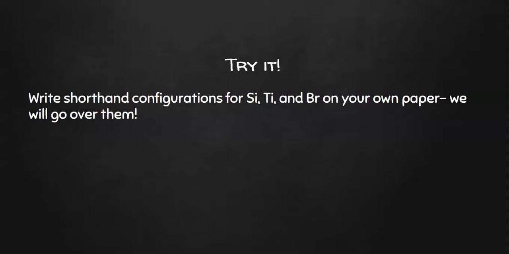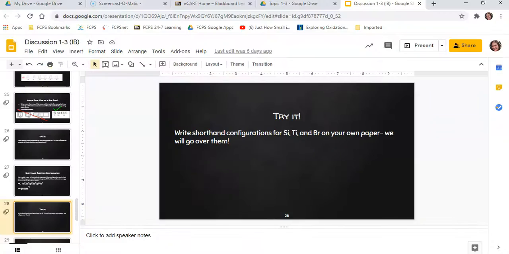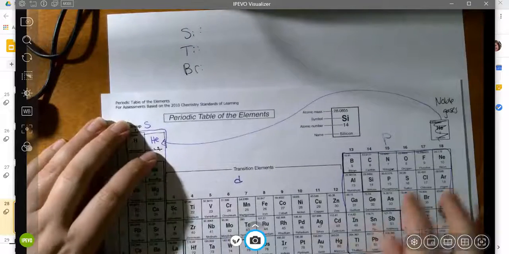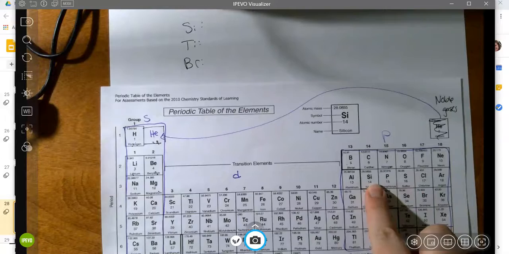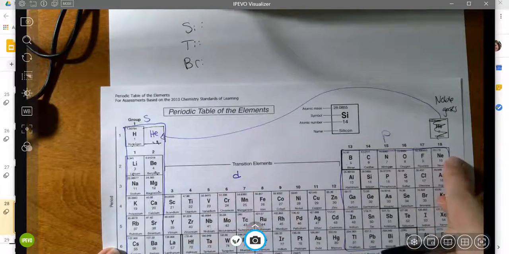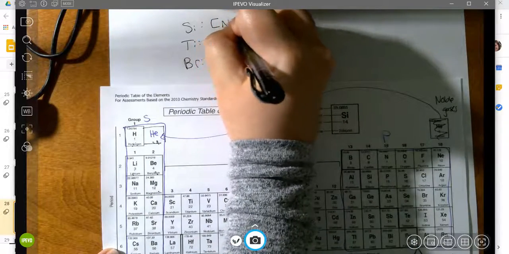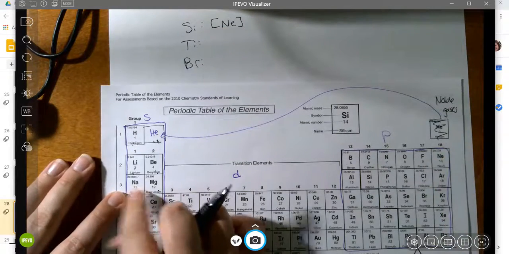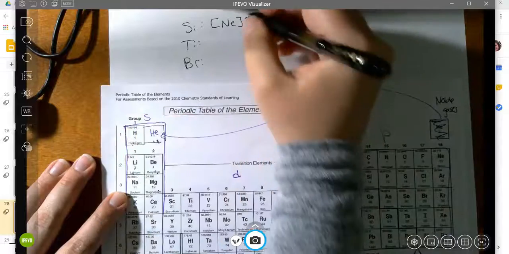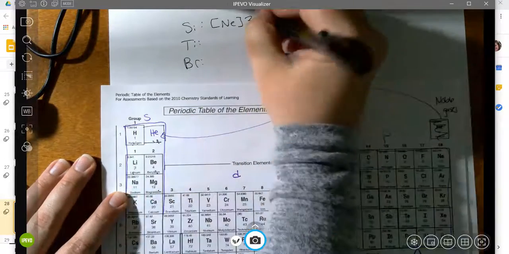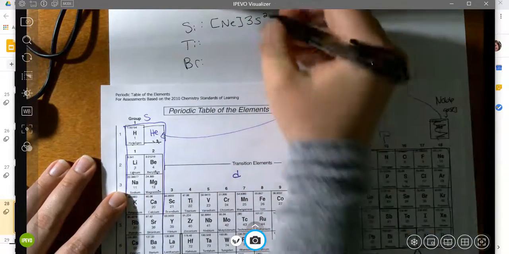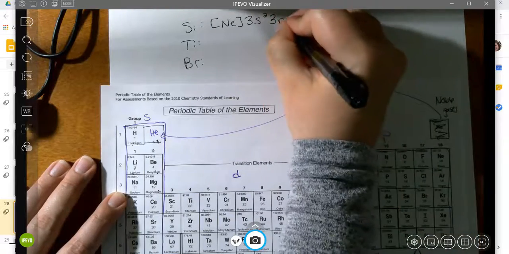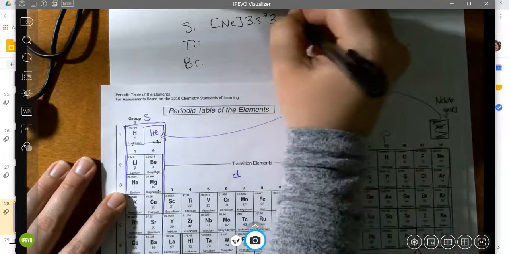So let's do silicon, and then I'll have you do titanium and bromine on your own. But let's do silicon together. All right, so silicon is right here. The noble gas that came before silicon was neon, so I put neon in brackets. And now I just have to write whatever comes after neon. So I come down here. I'm in period 3, in the S block, and I go 1, 2 squares. I come over here. I'm still in period 3, but now I'm in the P block, and to get to silicon, I go 1, 2 squares.